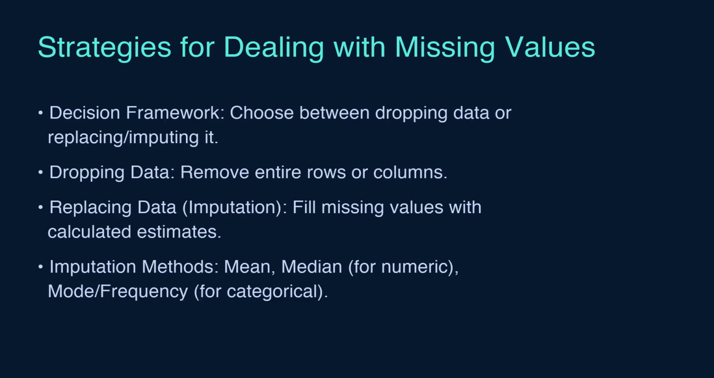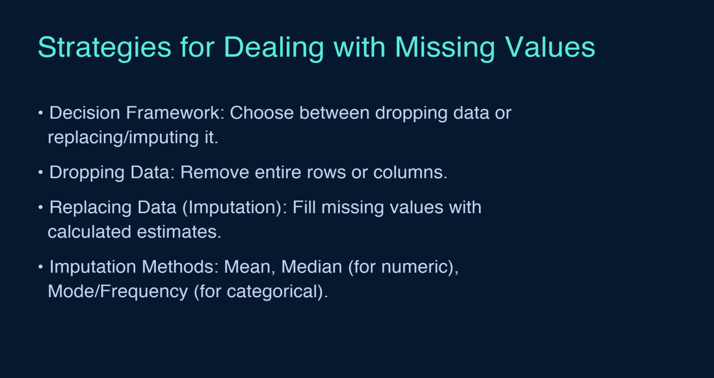Once we've identified missing values, the next crucial step is deciding how to handle them. Broadly, our strategies fall into two categories: dropping the data or replacing it, also known as imputation. Dropping data means either removing entire rows that contain missing values, or removing entire columns if they have too many missing entries. While straightforward, this can lead to significant information loss. The alternative is imputation, where we estimate and fill in the missing values. This is often preferred as it retains more of our valuable data.